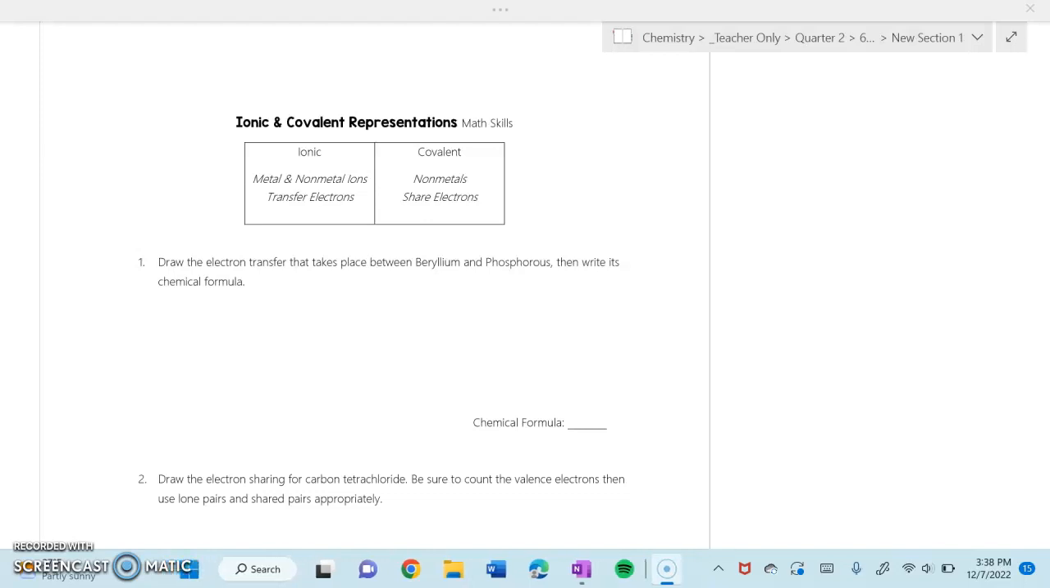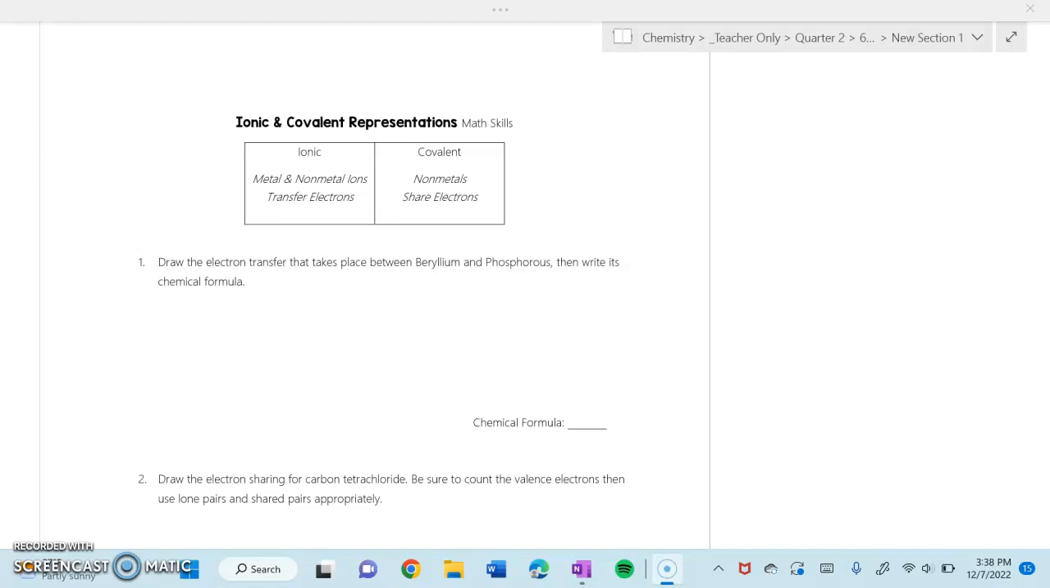Alright, so for drawing representations, we are referring to Lewis structures, and we have a little box at the top that's summarizing how electrons reach the octet rule for both of these types of bonding. So ionic bonding has a metal and non-metal ion, and they transfer electrons, and we draw that using arrows to show where the electrons are moving from the metal to the non-metal.